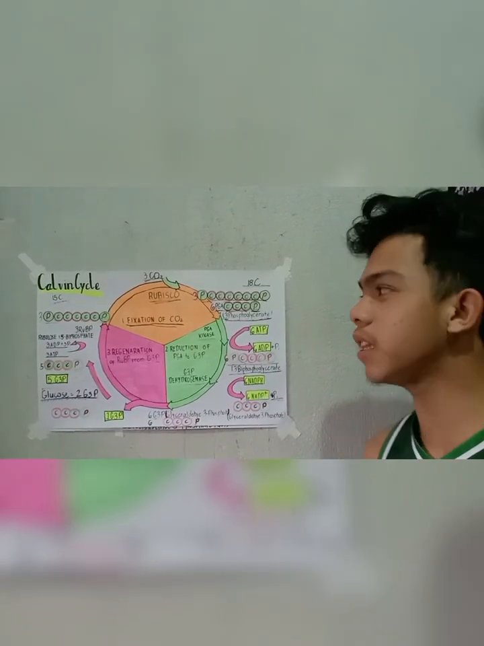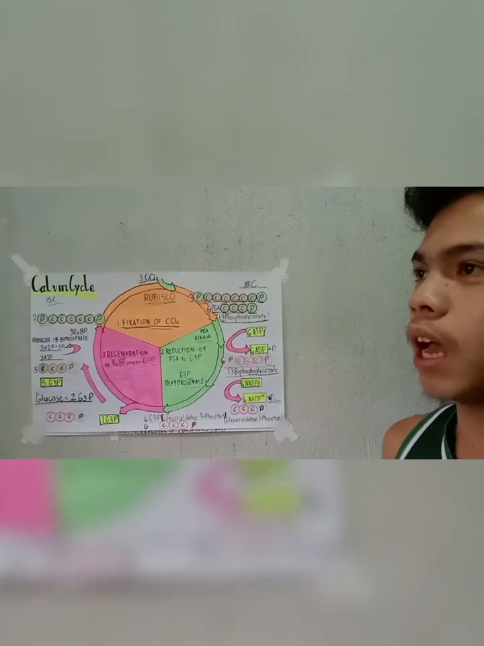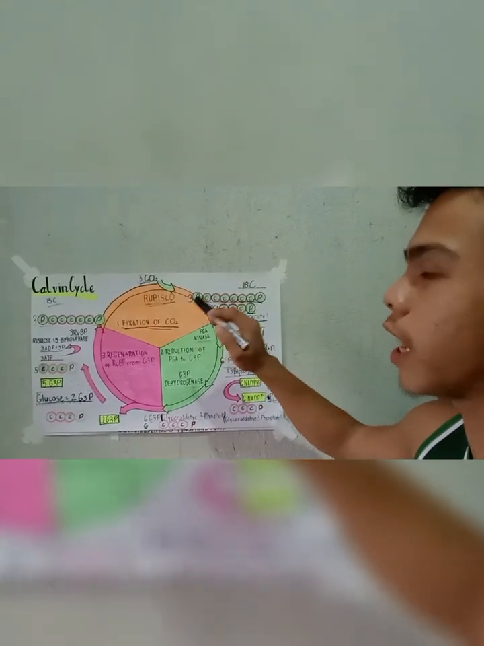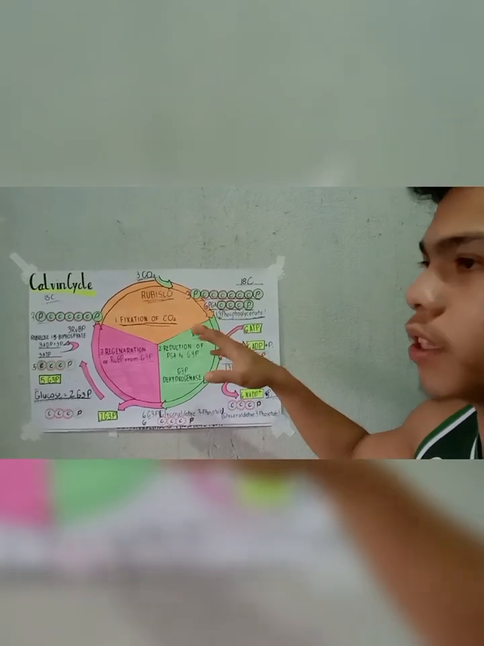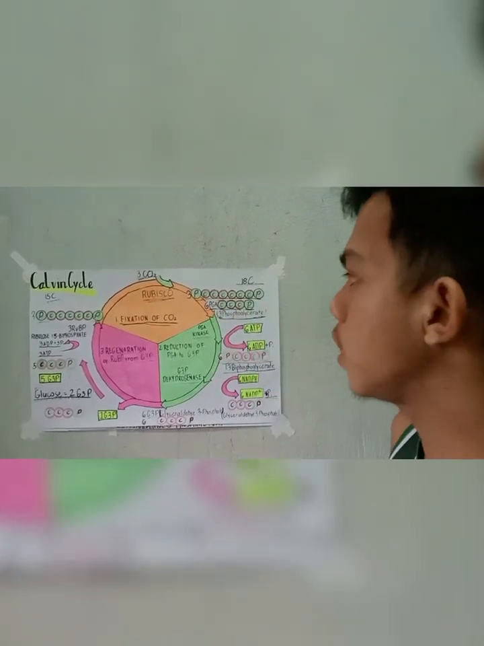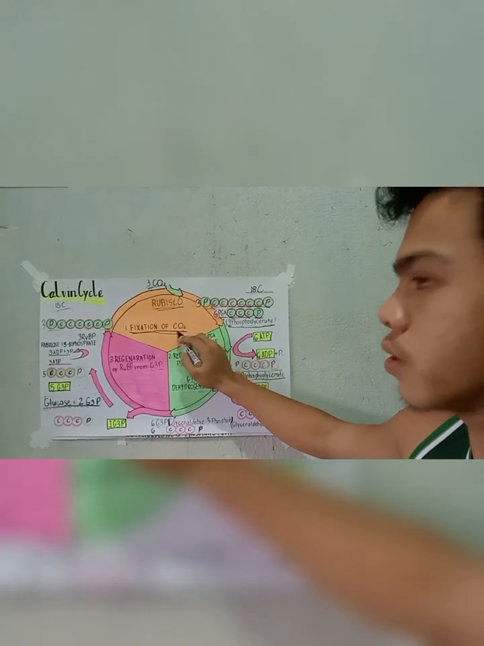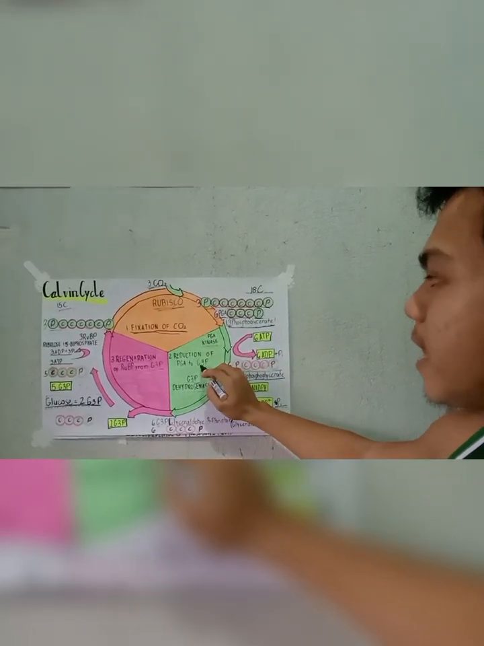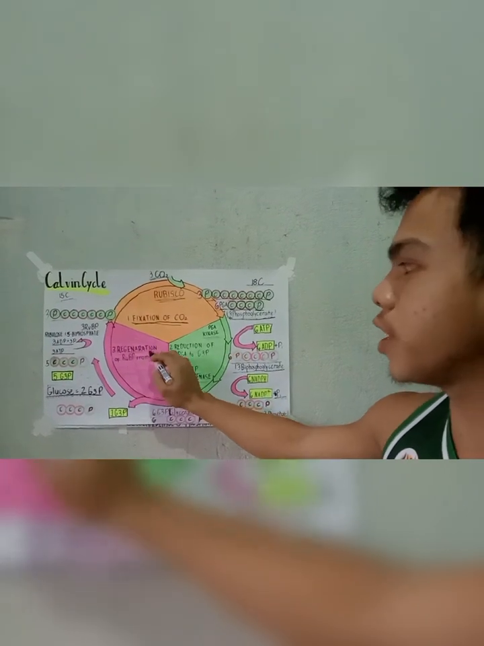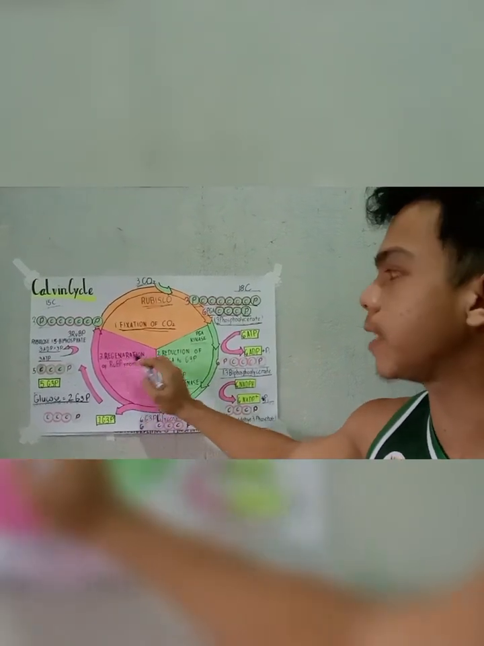So now, I'm gonna dig deeper into the processes that happen in the Calvin cycle, or the dark reaction. The Calvin cycle is divided into three stages. First is the fixation of carbon dioxide, or CO2. Second is the reduction of PGA to G3P. And the third is the regeneration of RuBP from G3P.